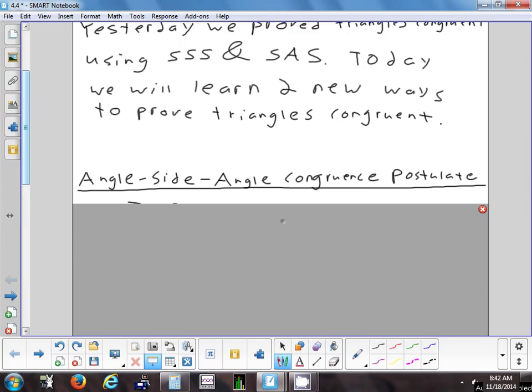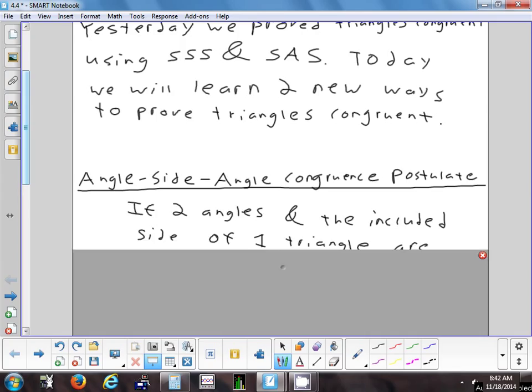Postulate, what does that mean? We don't have to prove it. It's just something that's accepted. We use it as a building block to prove other things, but we don't have to prove it. You have to have some things in geometry that you don't prove that are building blocks for other things.